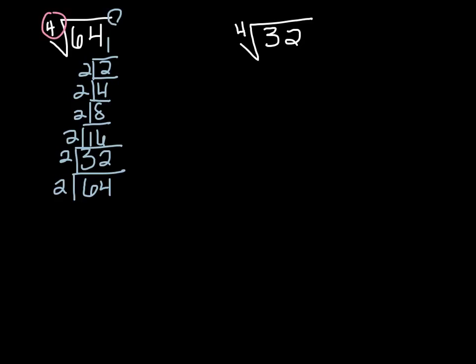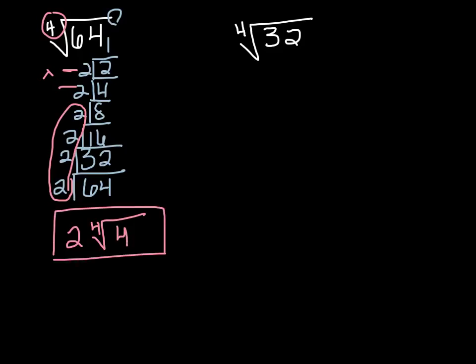Now, I have the 4th root, so I'm circling common groups of 4. So there's one group of 4. Common groups come to the outside, so I have a group of 2's, and inside I'm left with this and this. I multiply those, and there's my final answer.